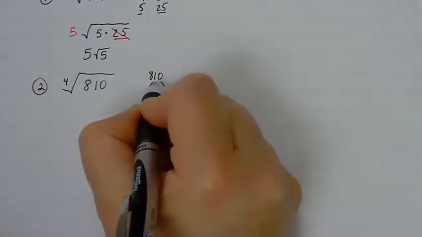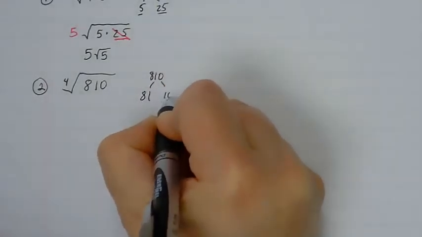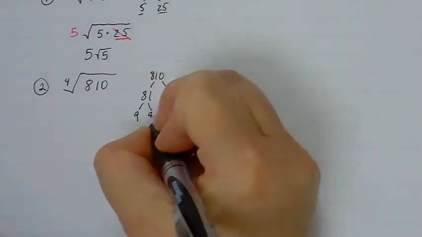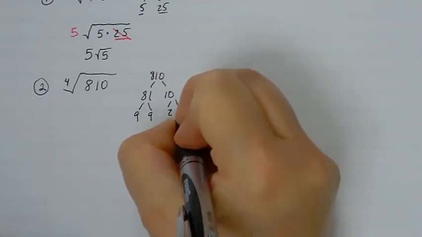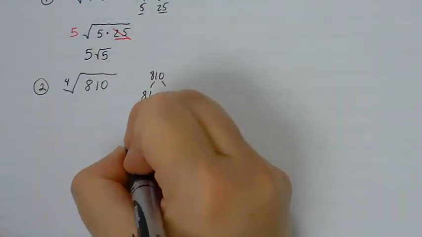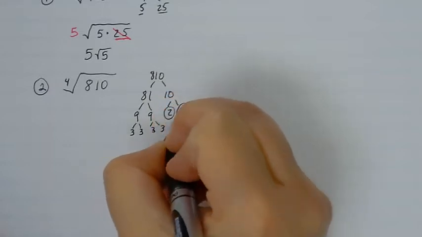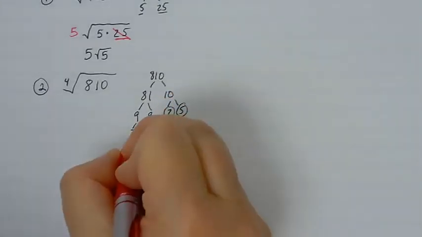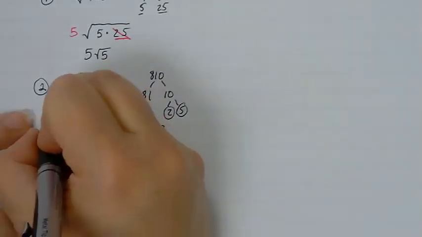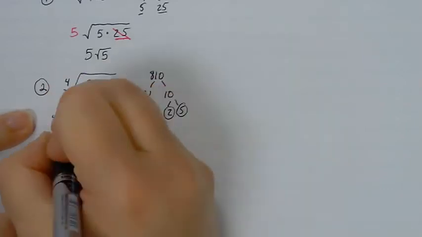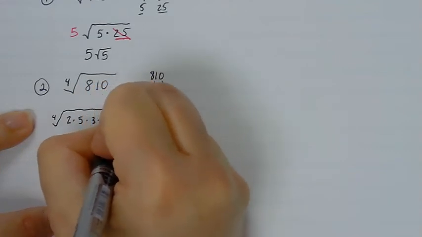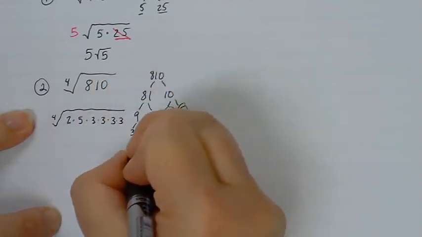So just to start off, by looking at this, I can tell that this is 81 times 10. And that will break apart again to 9 times 9 and 2 times 5. 2 and 5 are both prime numbers, so I'm going to keep those. 9 goes to 3 and 3, and 3 and 3. And what I notice here is I have 4 of the same number, so I'm going to keep that number. So inside my radical symbol, I'm going to have the fourth root of 2 times 5 times 3 times 3 times 3 times 3. So that's what I ended up with here.